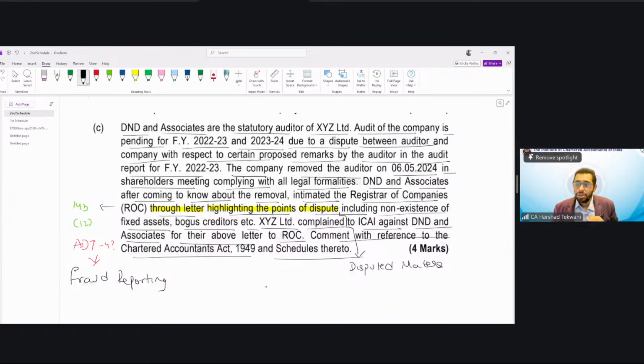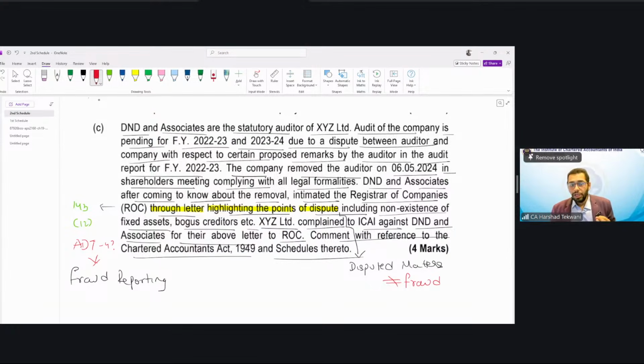Disputed matters is not always equal to fraud. Remember that. Disputed matters is not equal to fraud. There are disputes which are required to be resolved by the management, or if there is no information provided by the management, then it becomes a point of qualification or a modification in the audit report. But that does not necessarily mean it's a fraud.